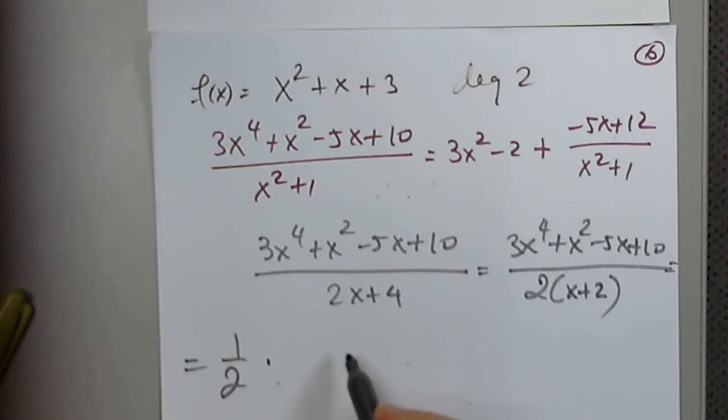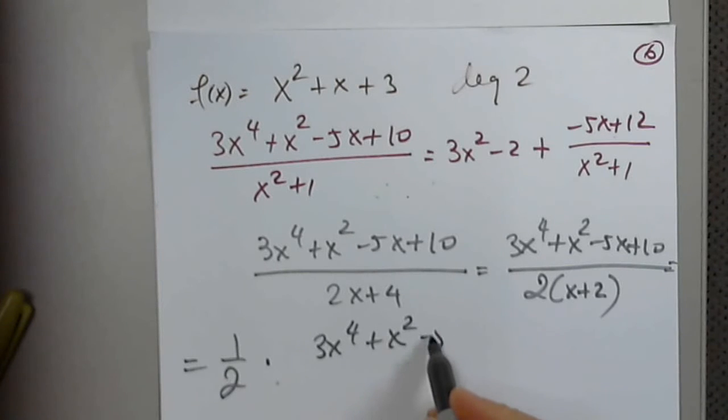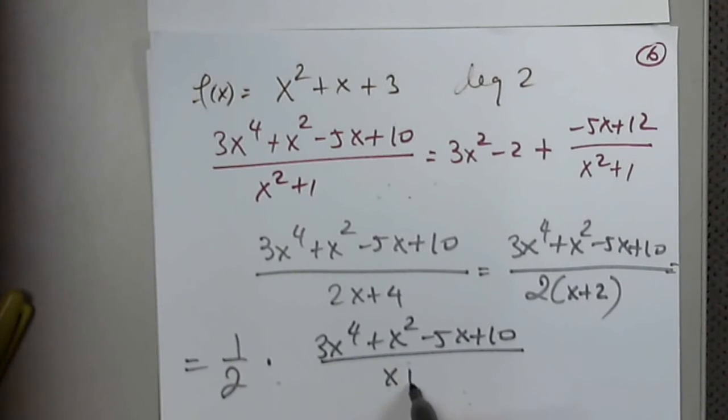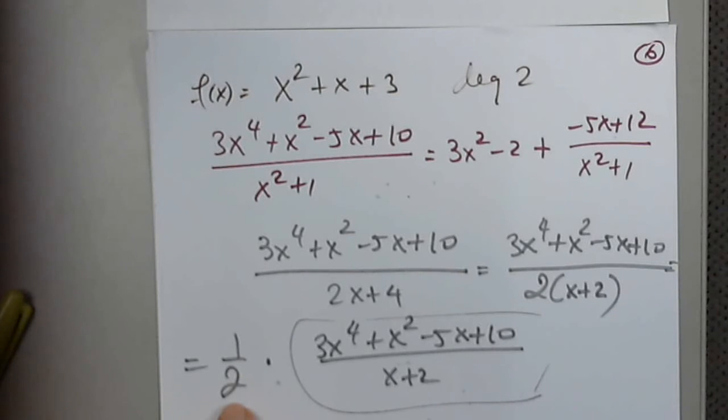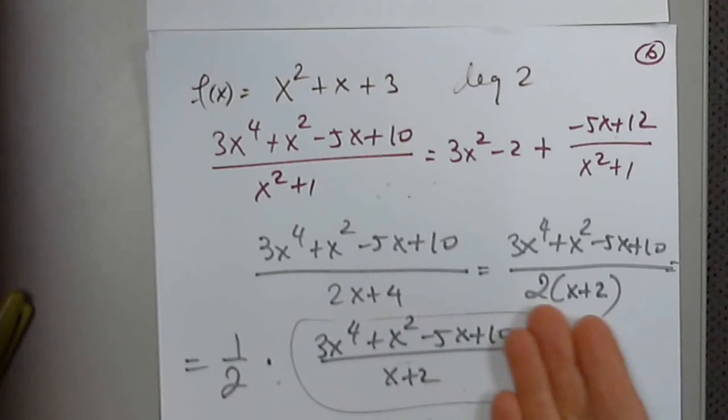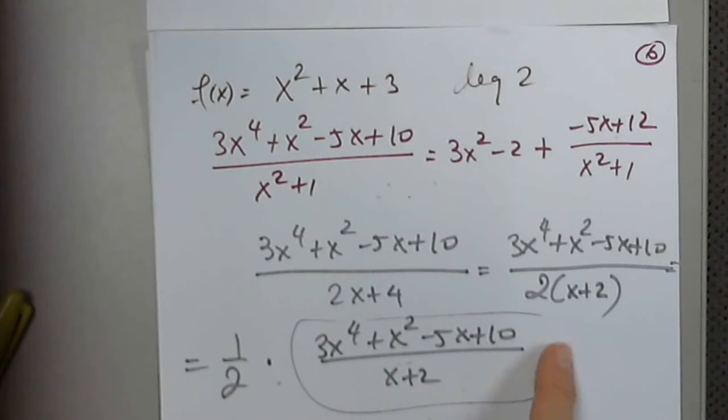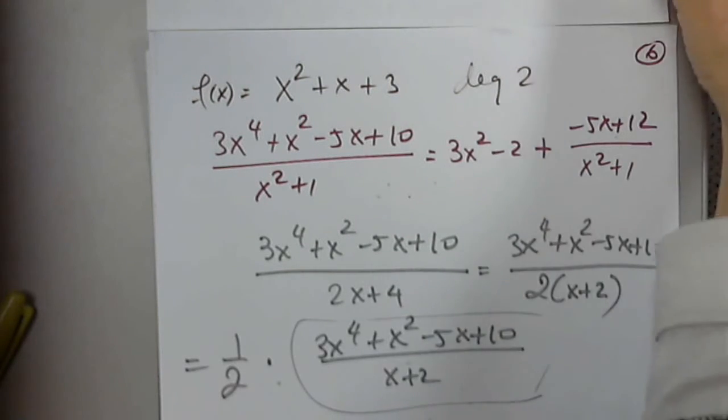So it will be 1/2 multiplied by 3x to the fourth plus x squared minus 5x plus 10 divided by x plus 2. I will perform this and then I will distribute 1/2. So this is what I was saying. If the denominator is a linear expression like 2x plus 4 or x plus 2, I can use synthetic division. If it has a coefficient, I will have to pull it out, perform this as if it does not exist, and then whatever answer I get will be distributed to each and every term. It's a very good example.